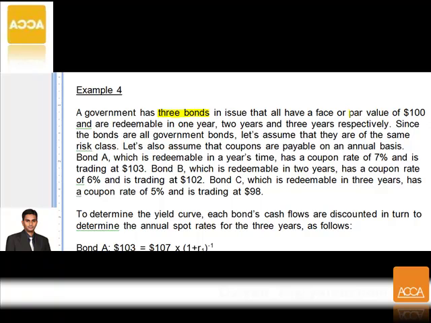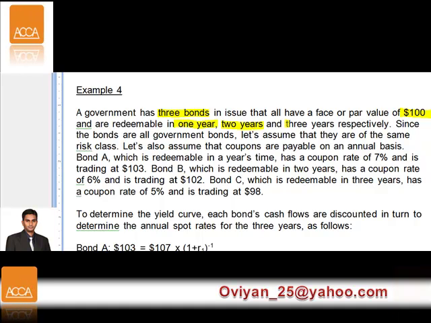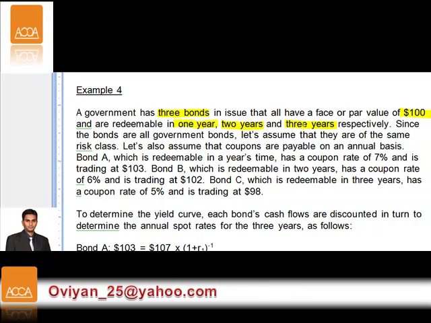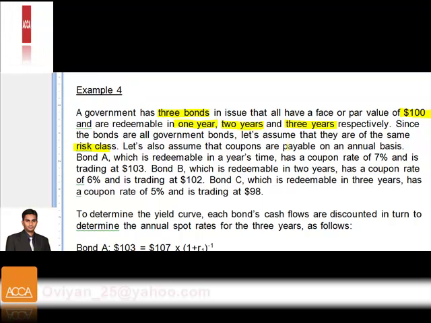issued that all have a face value of 100 and are redeemable in 1 year. So the second one is 2 years and the third one is 3 years. Now all may have a different yield curve. Since the bonds are all government bonds, let's assume they are all of the same risk class. Let us also assume that the coupons are payable on an annual basis.